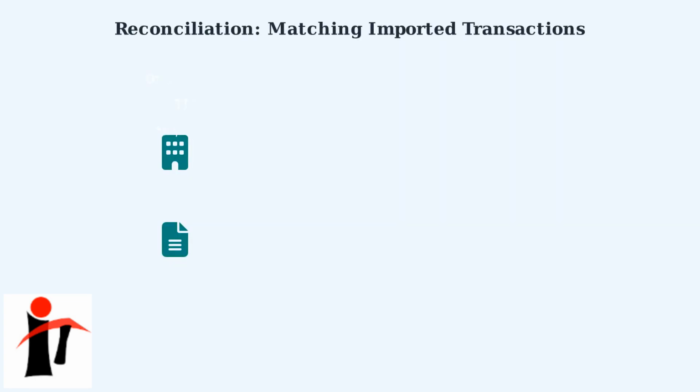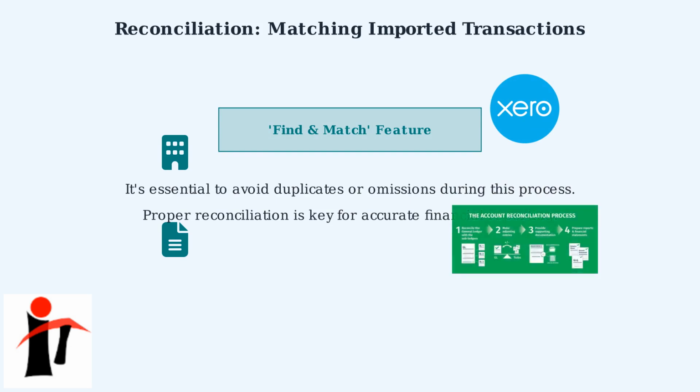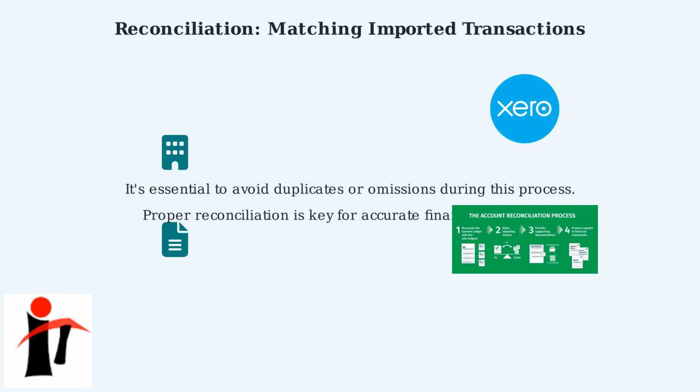Once the data is imported, the crucial step is reconciliation. This involves matching the imported bank transactions to your existing invoices and expenses recorded in Xero. Use Xero's Find and Match feature for efficient bulk reconciliation. It's essential to avoid duplicates or omissions during this process. Proper reconciliation is key for accurate financial reporting. The reconciliation interface shows how transactions are matched, with options to match, create, or transfer entries.